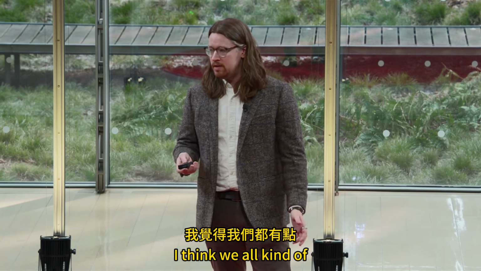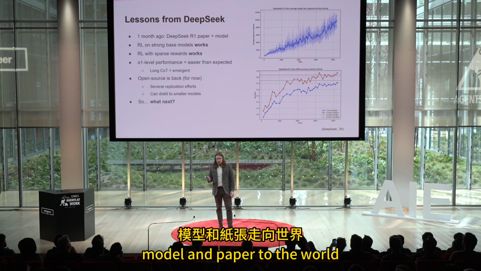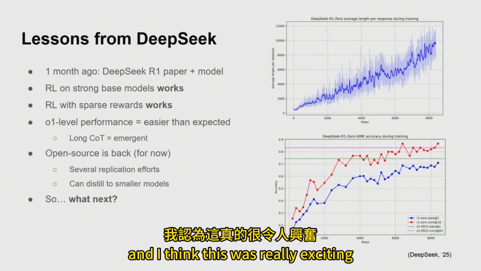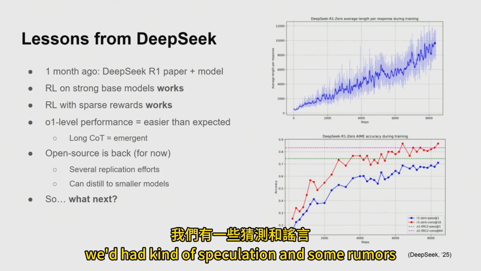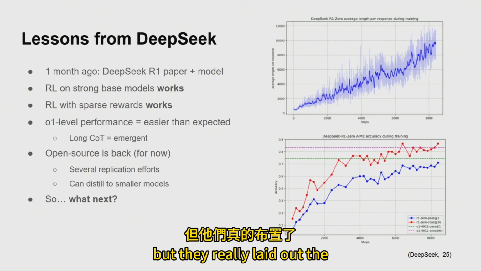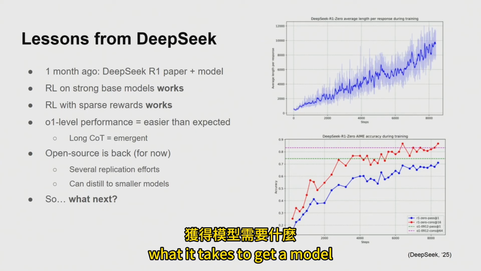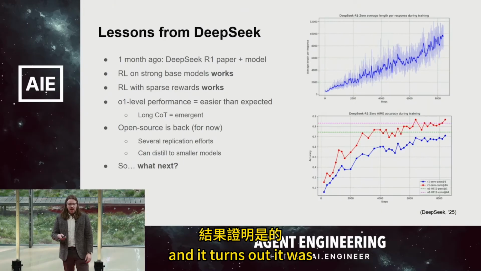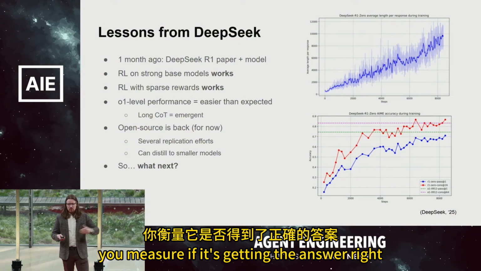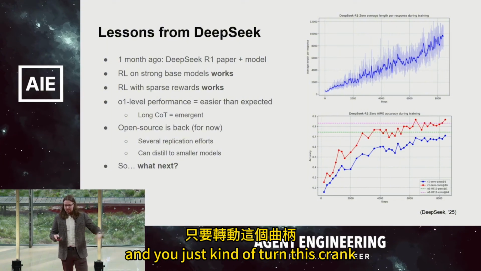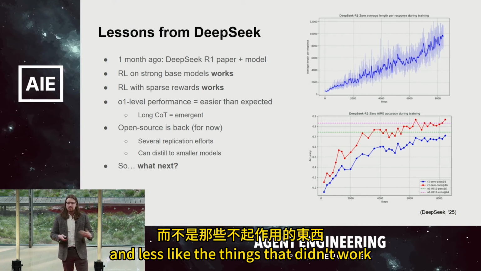I think we all took note about a month ago when DeepSeek released the R1 model and paper to the world, and I think this was really exciting because it was the first paper that really explained how you build a thing like O1. We'd had speculation and some rumors, but they really laid out the algorithm and the mechanisms for what it takes to get a model to learn to do this kind of reasoning. And it turns out it was essentially just reinforcement learning, where you give the model some questions, you measure if it's getting the answer right, and you just turn this crank of giving it feedback to do more like the things that worked well and less like the things that didn't work.